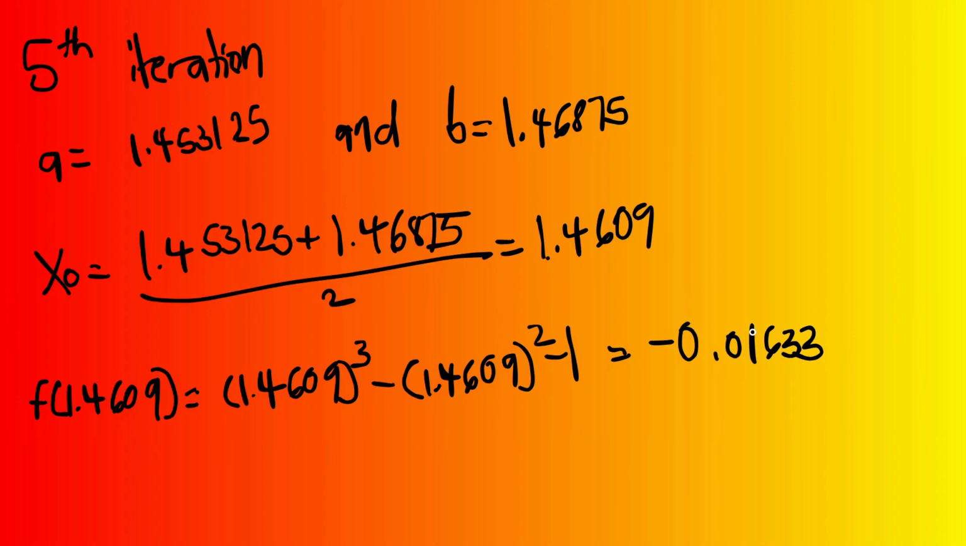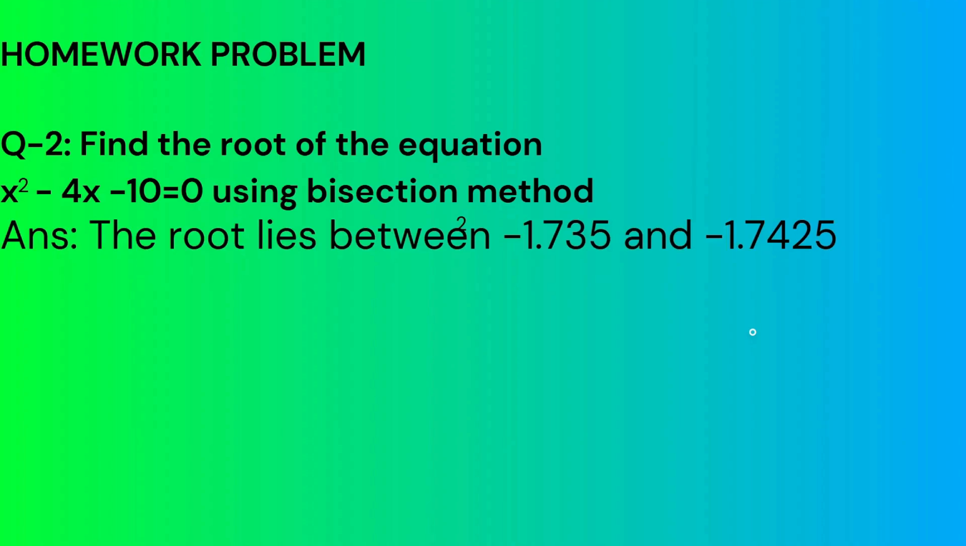Okay, that's all for the question. Okay, next one, homework problem. For question 2, find the root of the equation x squared minus 4x minus 10 equal to 0 using the bisection method. So the answer is the root lies between negative 1.735 and negative 1.7425. So you can find out the answers.